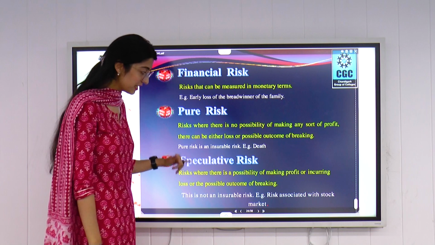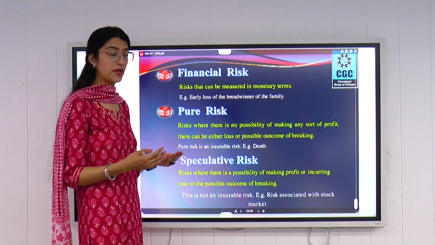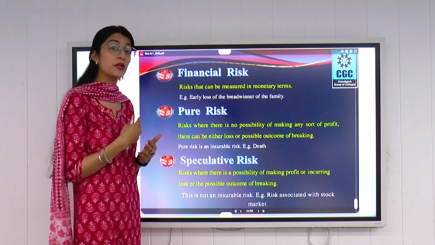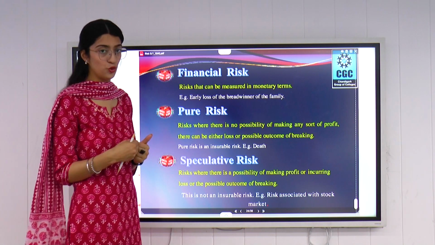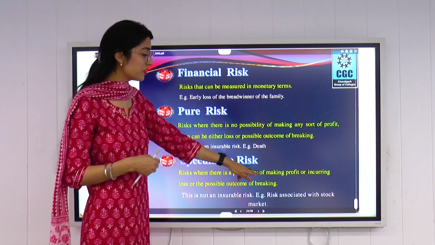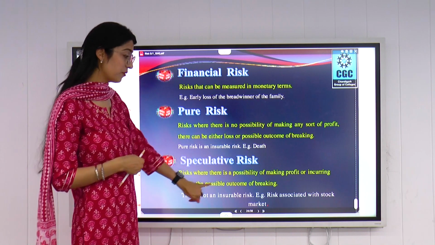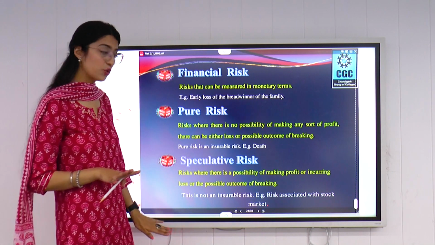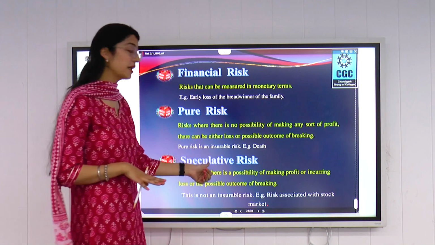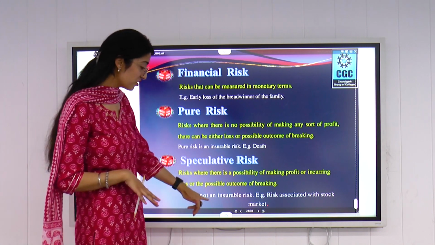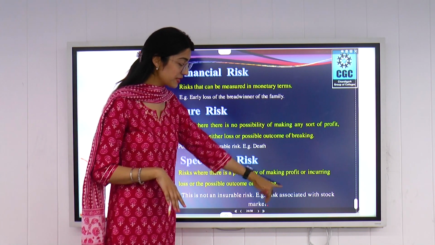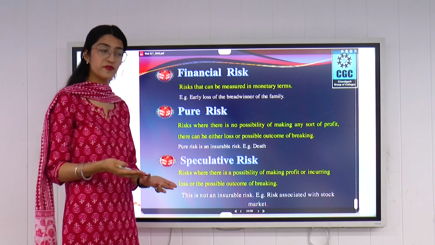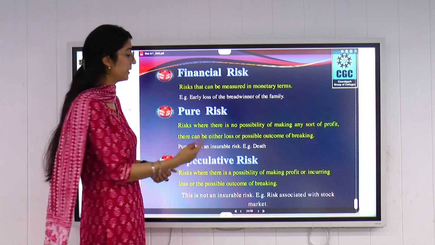Speculative risk, as the name suggests, is where we make a speculation. Speculation basically we can say is like gambling, where we put in money hoping to make a profit. So there is the possibility of making a profit or incurring losses. The company is not going to give you any type of policy regarding a speculative risk. So this is not an insurable risk. Example: risk associated with the stock market. Because it's a sort of gambling, and it is your personal judgment where you are investing that money.